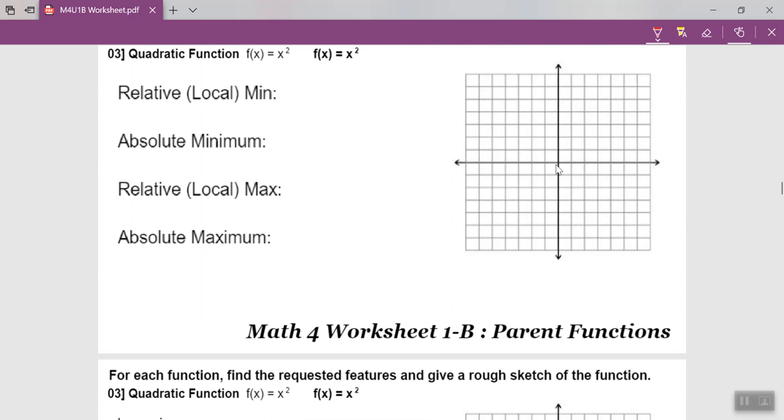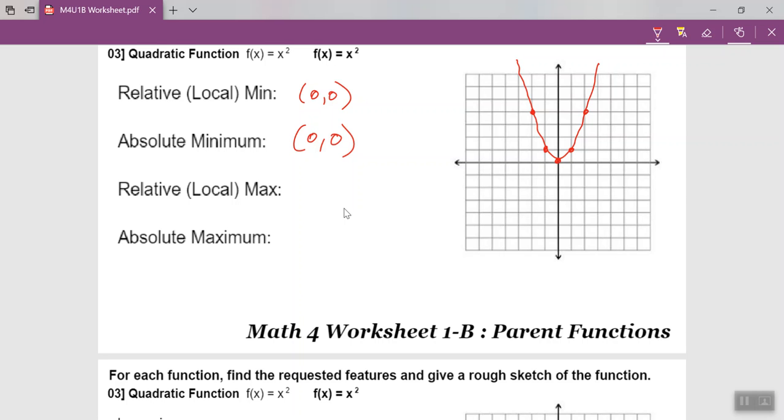All right. And again, dot, dot, dot, dot, dot. And we can make our little parabola here. After a while, the pattern gets kind of easy to follow. All right, relative min. And this is a case where your relative min and your absolute min are going to be the same thing. That's going to be 0, 0. Because it can be a relative min and an absolute min at the same time, just like it can be a relative max and an absolute max at the same time.